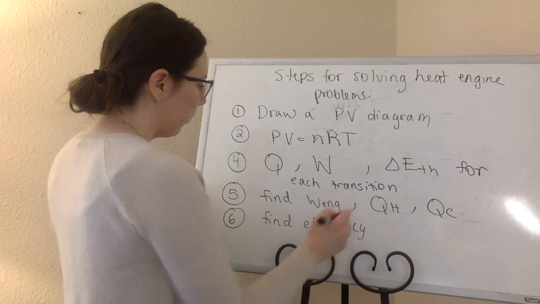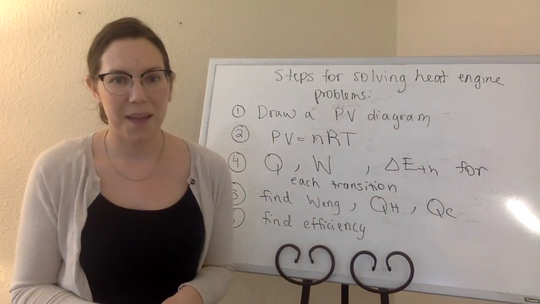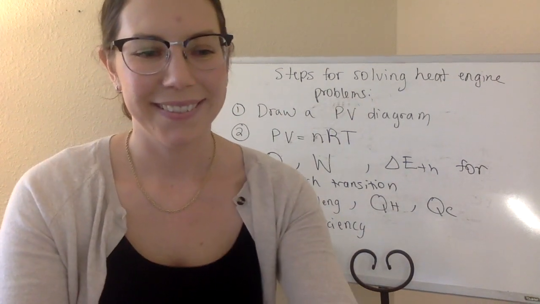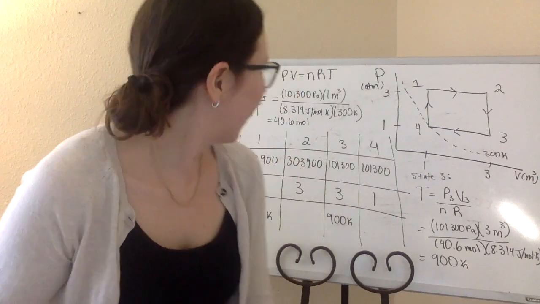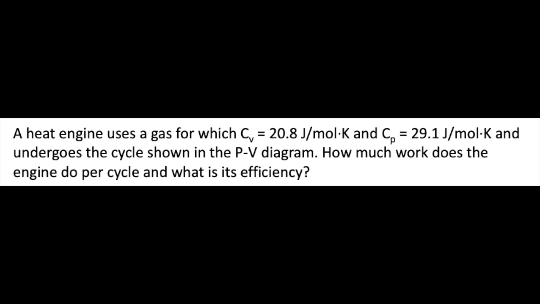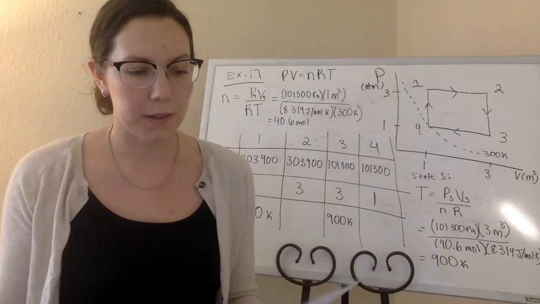So these are longer problems, but can be very systematic to solve. All right, let's move on to example 17. We have a heat engine that uses a gas for which CV equals 20.8 joules per mole Kelvin and CP equals 29.1 joules per mole Kelvin, and undergoes the cycle shown in the PV diagram. How much work does the engine do per cycle and what is its efficiency?